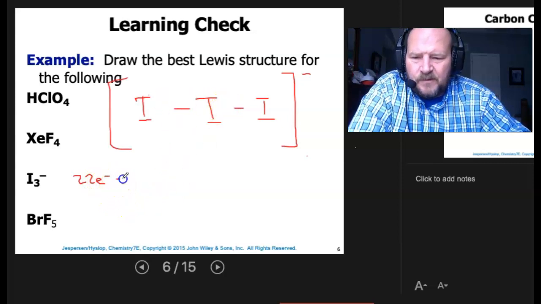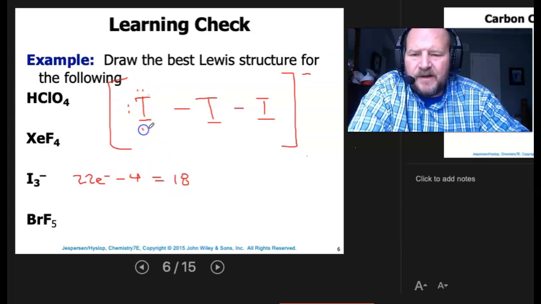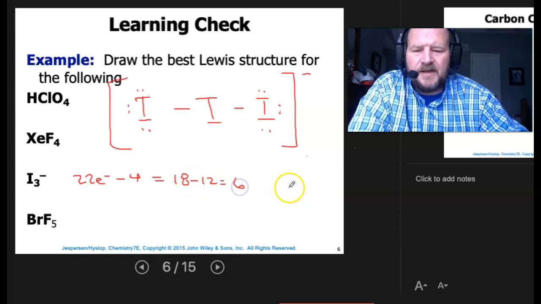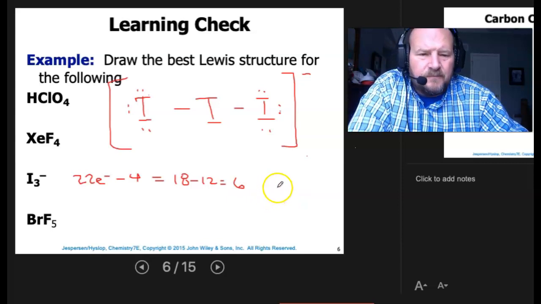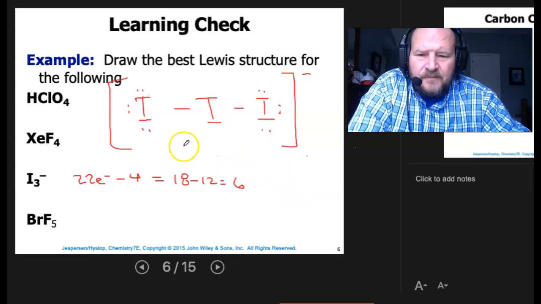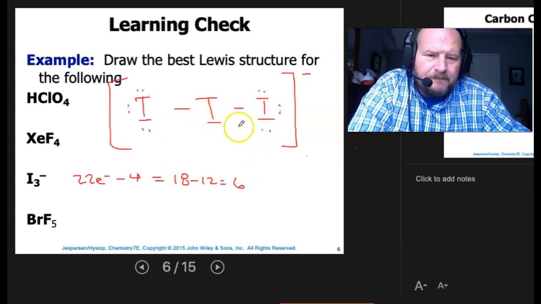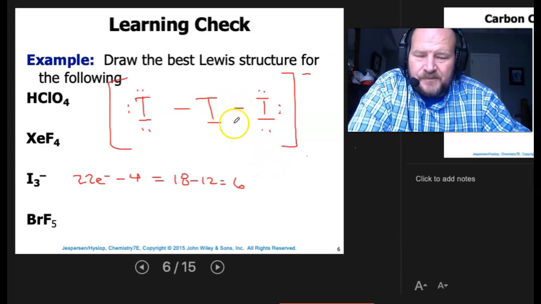We just used up 4, which means we have 18 left over. So we're going to go 1, 2, 3, 4, 5, 6, 7, 8, 9, 10, 11, 12. That's 12, which leaves us 6 electrons. Uh-oh. What are we going to do with these? Well, since this iodine is the central iodine and everything's connected to it, we're going to assume that it's going to take on all the excess electrons.